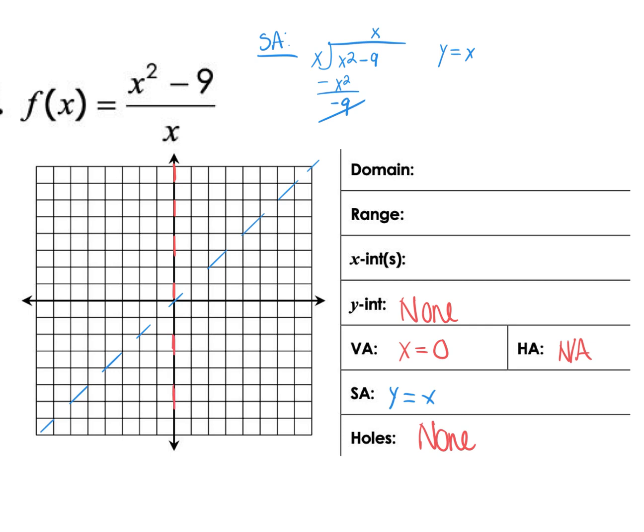And then we have an x-intercept. We have x squared minus 9 equals 0. So x squared equals 9. So x equals plus or minus 3. So we have 3 comma 0 and negative 3 comma 0.